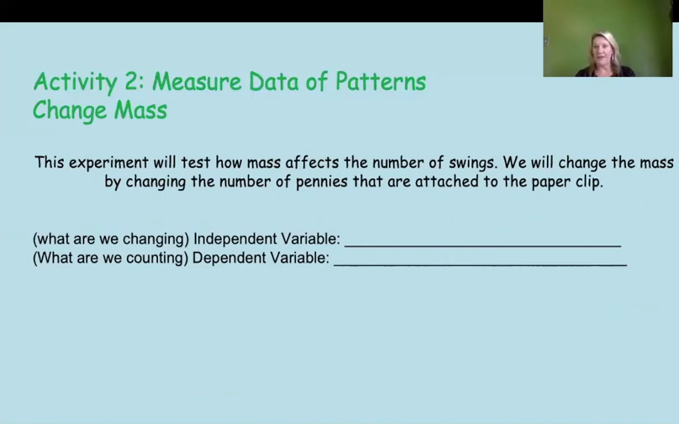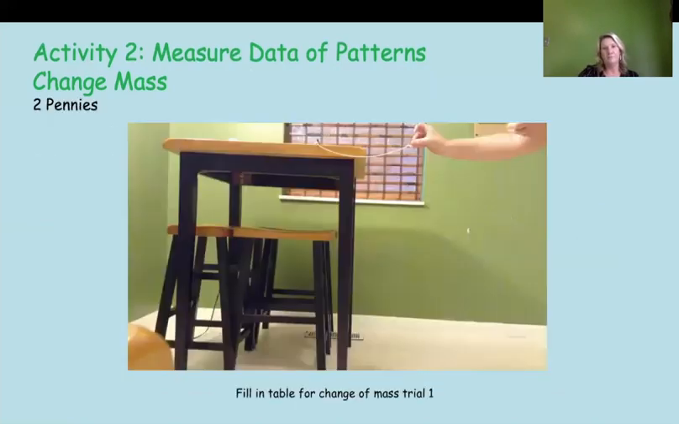So now we can go ahead and fill in trial 1 because we already know how many swings for 1 penny. So remember, my mean number of swings was 15, so I'm going to put 15. So now I'm going to put 2 pennies. There's 2 pennies in the paper clip, and we're going to count together. I'll count out loud as you count at home for this second trial because we already have 1 penny. We're doing 2 pennies.